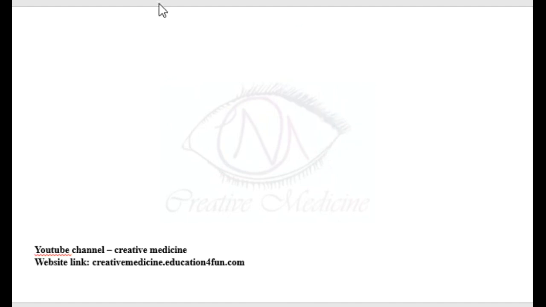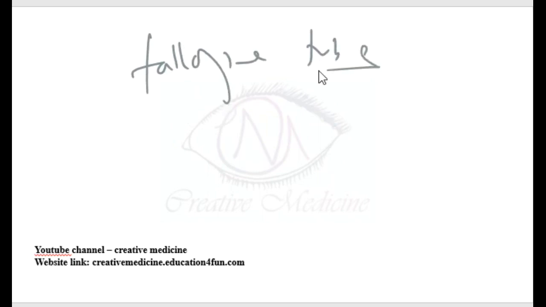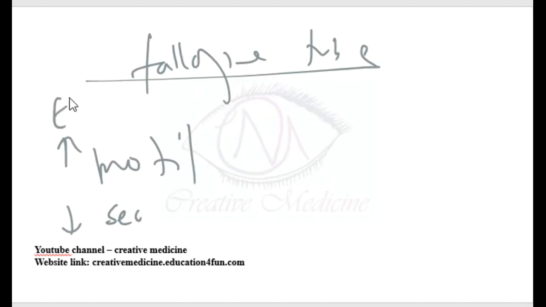Effect of estrogen and progesterone on the fallopian tube. Estrogen causes increased motility and decreased secretions, whereas progesterone leads to decreased motility and increased secretions.